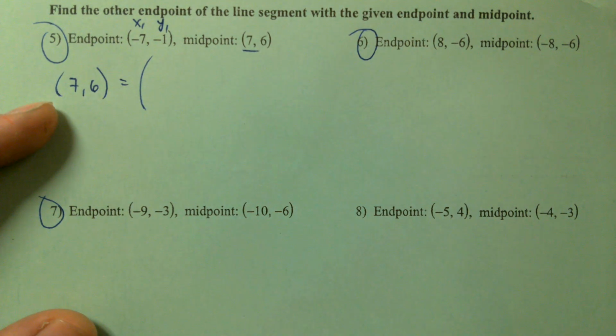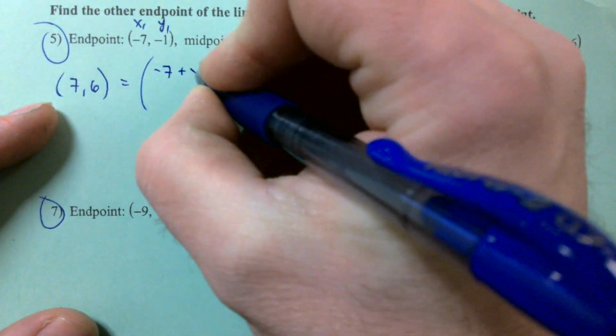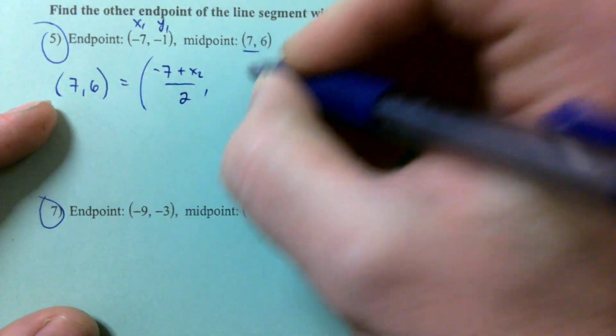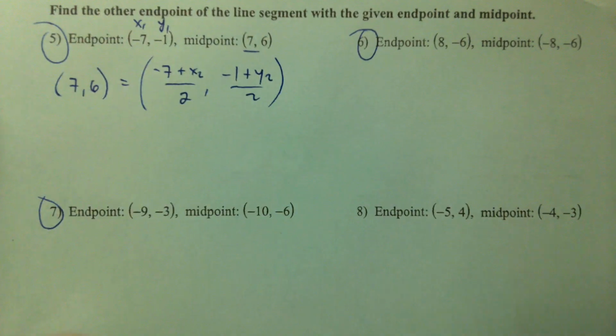So if I call my first endpoint x1, y1, I could say negative 7 plus x2 over 2, comma, negative 1 plus y2 over 2. So that's like my little setup here, right? Now, what I want to do, I'm not sure if we did this in the notes, but I'm going to split it up into two equations. Is that what we did? Yeah, we did. Okay.